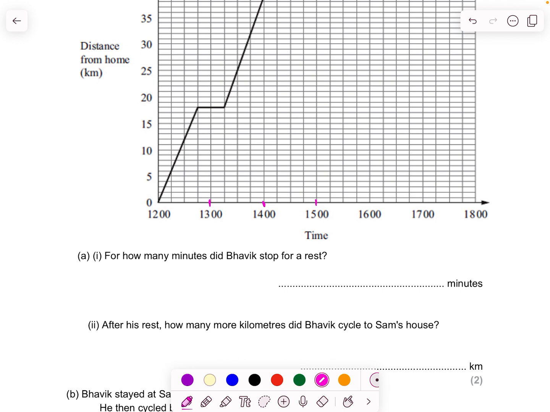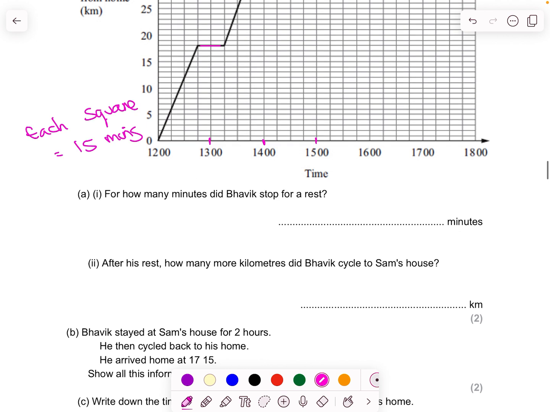So each square is 15 minutes. So now we know that, we can see here that there were 2 squares, so he stopped for 30 minutes in total. Okay. Next, after his rest, how many more kilometres did Bavik cycle to Sam's house?